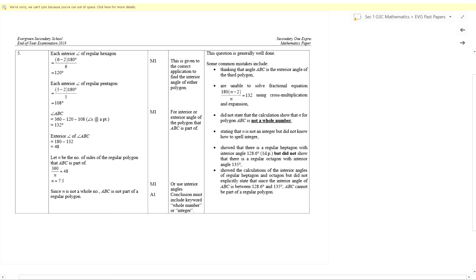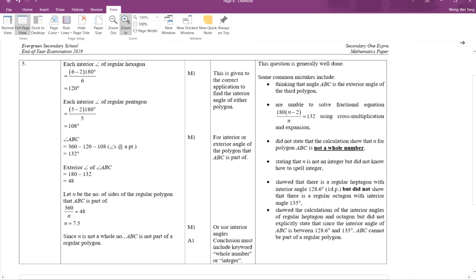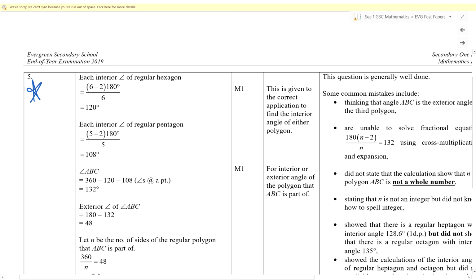Right, now question 5, very important question, because now we are dealing with explanation. This guy says that the polygon ABC is part of another regular polygon. So we had a regular hexagon first. For a regular hexagon, you must be able to tell me the interior angle, which is 120 degrees. So this is 120 degrees. And then there's a pentagon. A pentagon has 5 sides, 1, 2, 3, 4, 5. So the calculation of the interior angle of the pentagon will be 108 degrees.